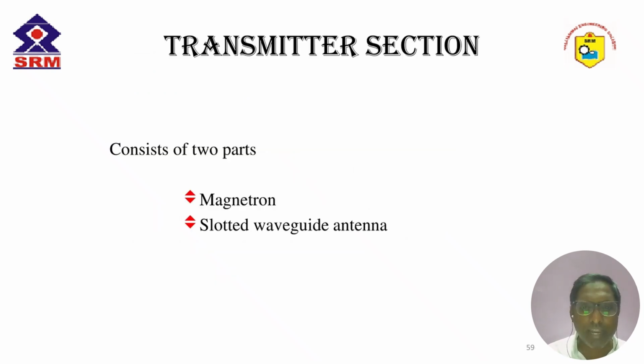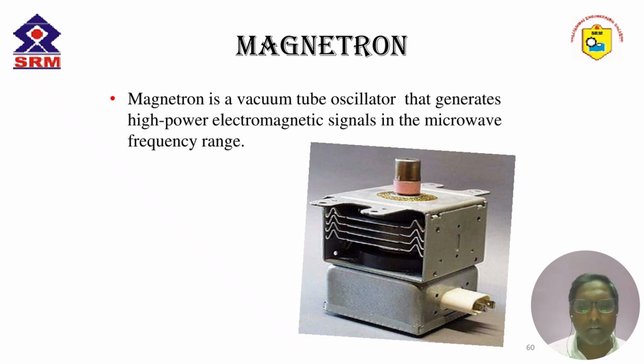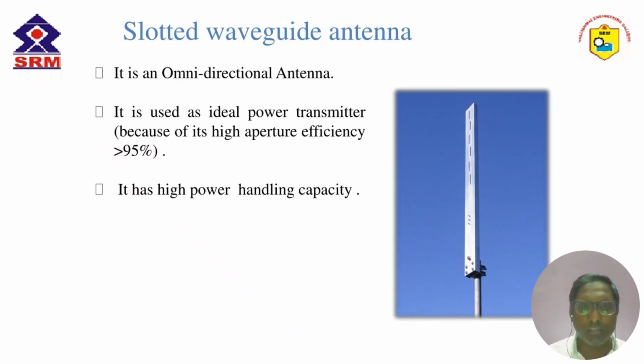Next, the transmitter section consists of two parts: one is the magnetron, another one is the slotted waveguide antenna. First is the magnetron. The magnetron is a vacuum tube oscillator that generates a high power electromagnetic signal in the microwave frequency range. The second part is the slotted waveguide antenna. It is an omnidirectional antenna. It is used as an ideal power transmitter. Next, it has high power handling capacity.